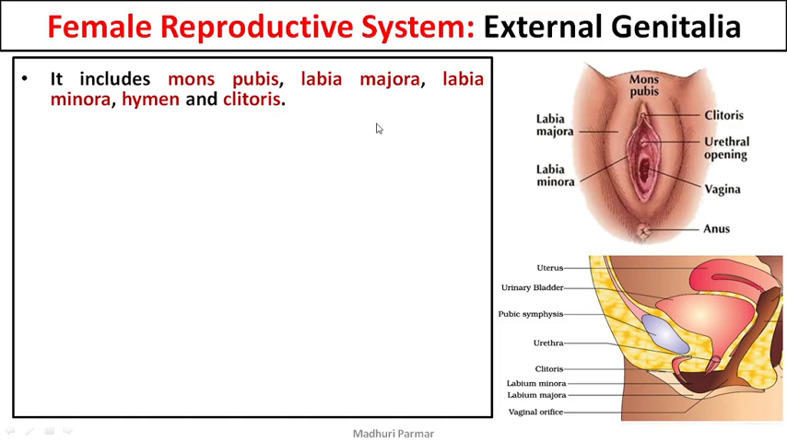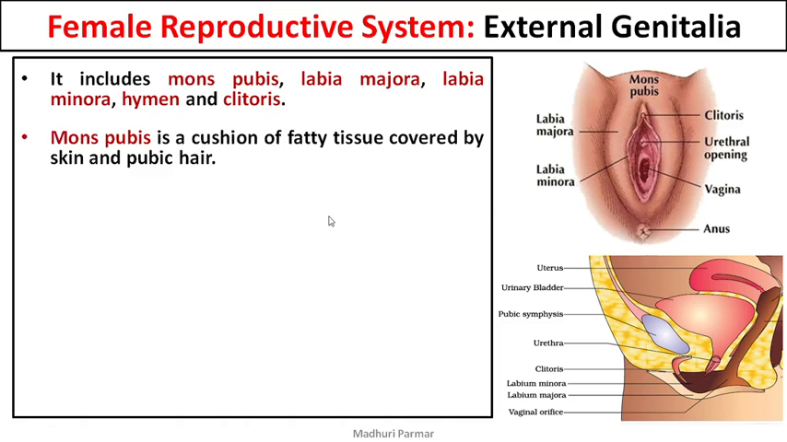So you have mons pubis, labia majora, labia minora, hymen, and clitoris. In total, if you count, you have mons pubis 1, labia majora 2, labia minora 3, hymen 4, and clitoris 5. Five parts in the female external genitalia. Now let us discuss all of these one by one.